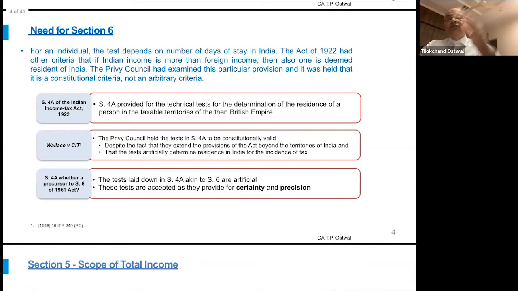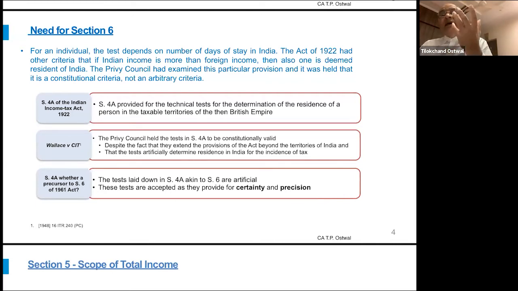Now, if you look at the history of the Income Tax Act, 1922 was the year when we started the Income Tax Act. Under Section 4A of the 1922 Act, prior to independence in 1947, India had British controlled India and non-British controlled India. There was trade between the two, and therefore the tussle of taxation used to happen even in those days. The question arose: what is the residential status of a person? It became a test before the Privy Council.